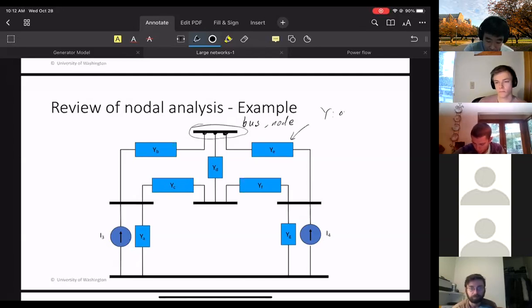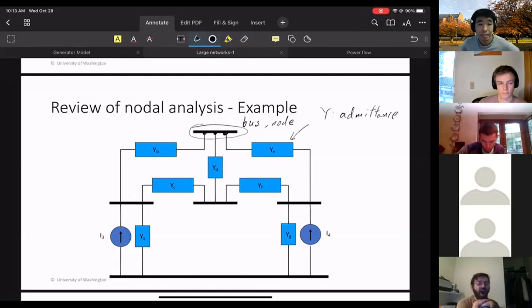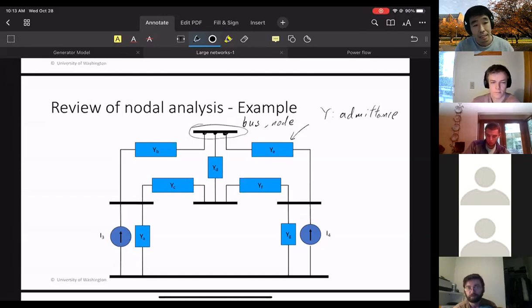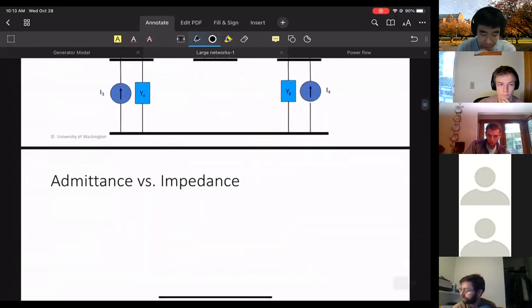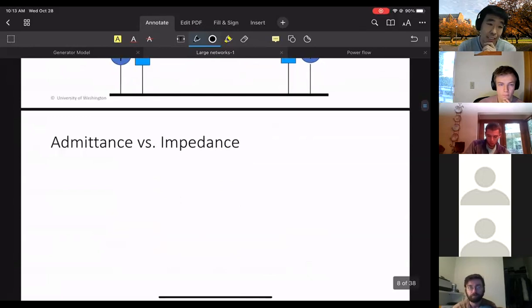Y is the admittance of the line. Now we'll start to see Y more and more instead of Z. Before, most of the time we were doing calculations in terms of Z, the impedance. We'll start seeing less and less of Z and more and more of Y. So why is this? What's the reason for using admittance instead of impedance? Why not use Z?